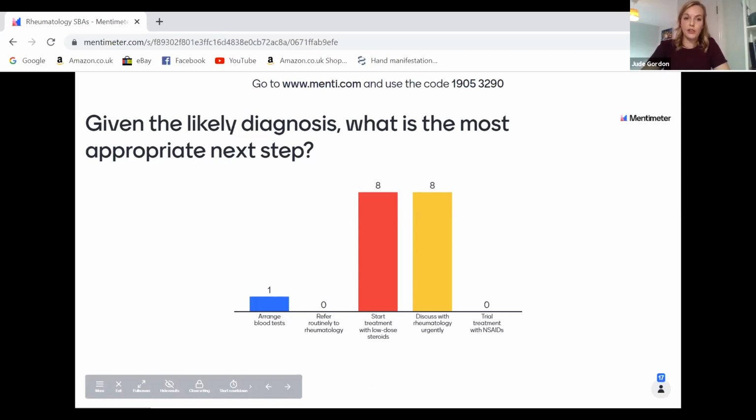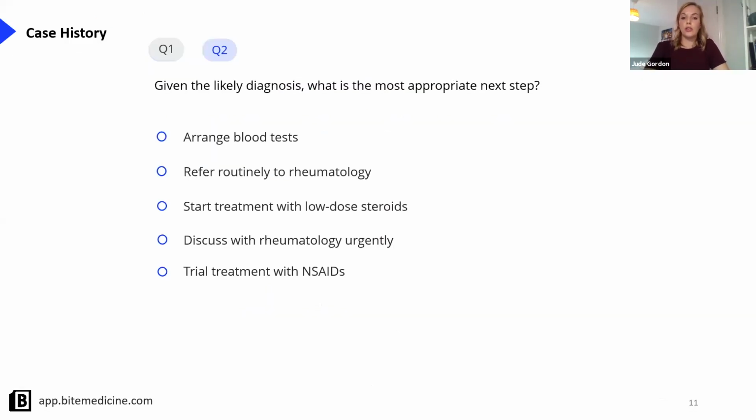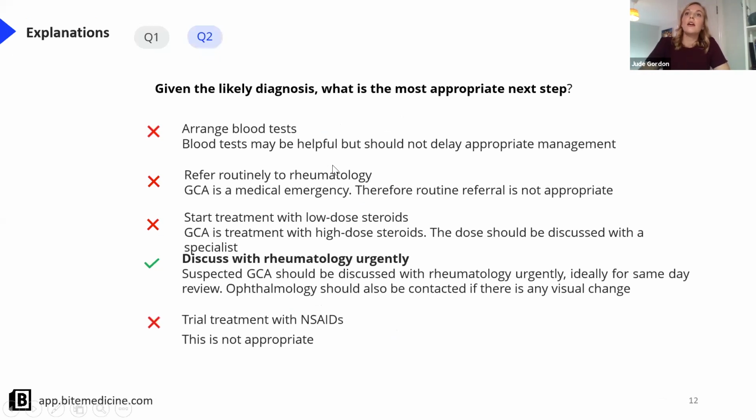The key difference in this case is the new onset of the headache and the scalp tenderness. The concern is that the patient has gone on to develop something called giant cell arteritis, which can be a complication of polymyalgia rheumatica. It can occur independently of it too, but in this context it can be a complication of the polymyalgia. And that is a medical emergency. So that does need to be discussed urgently, so same day.